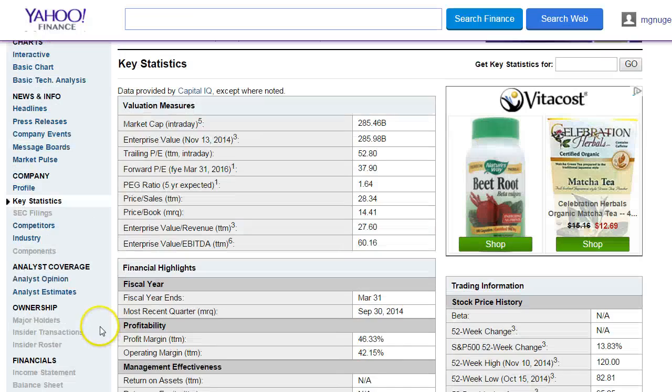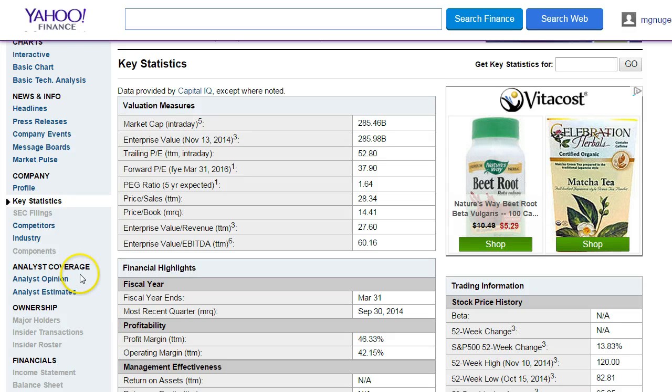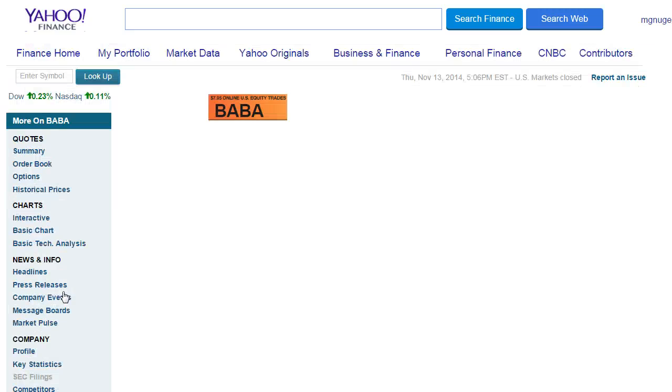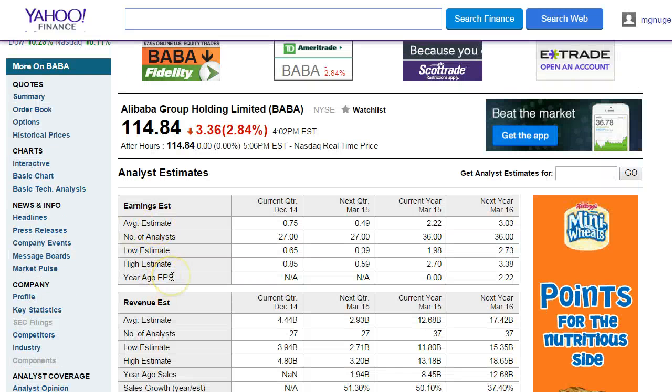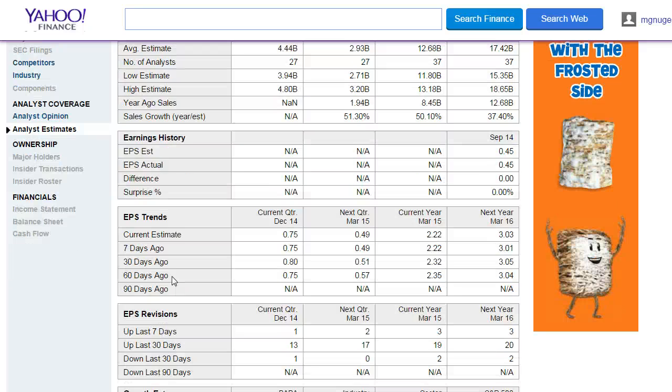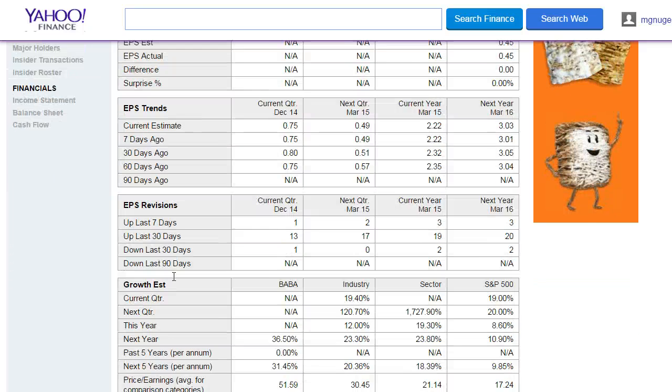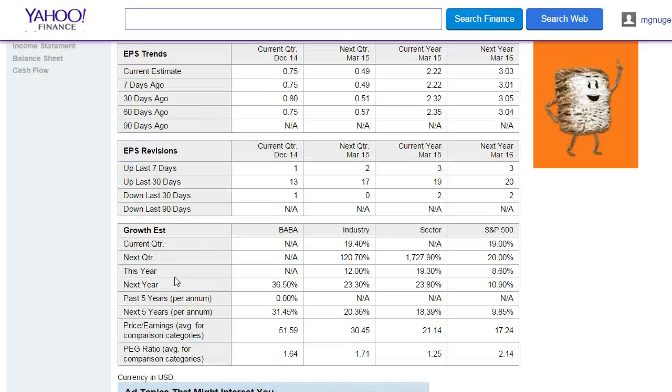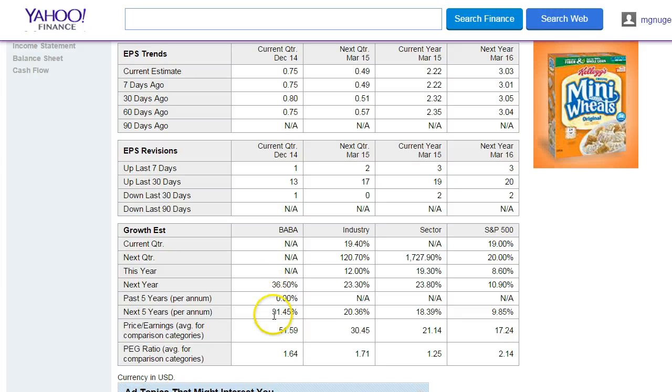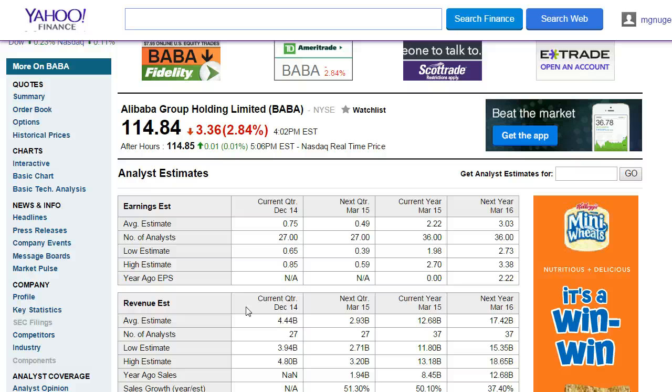Right now there are no financial statements posted quarterly because it's so new. All right, so these are just some analyst estimates. They're pretty much all in line with each other. Expected growth is 36% next year and 30% in the next 5 years, which is above industry averages.